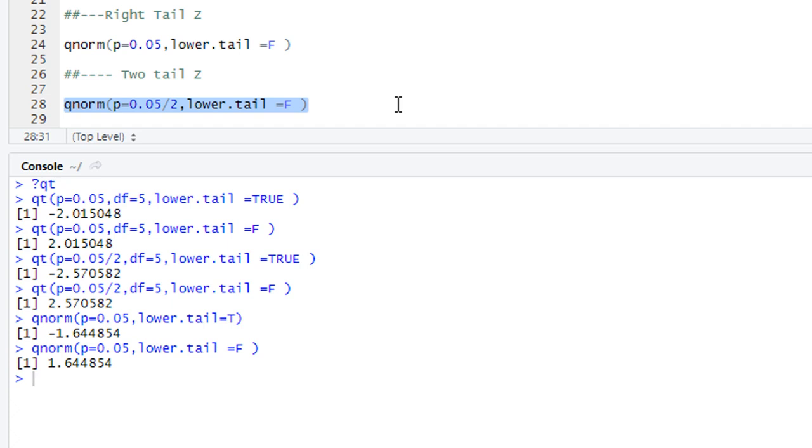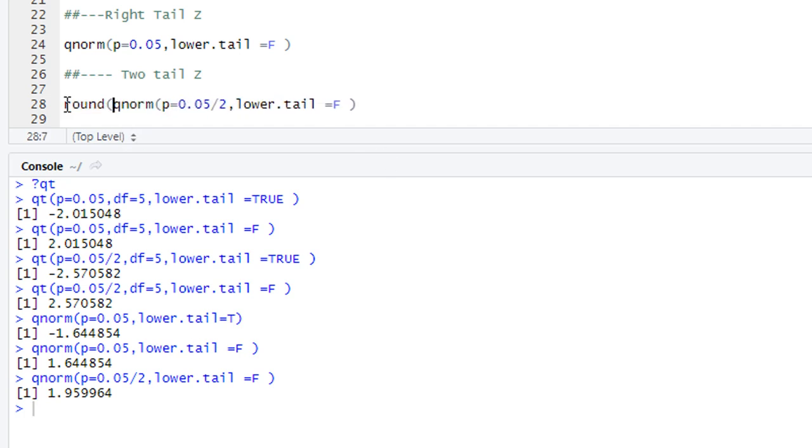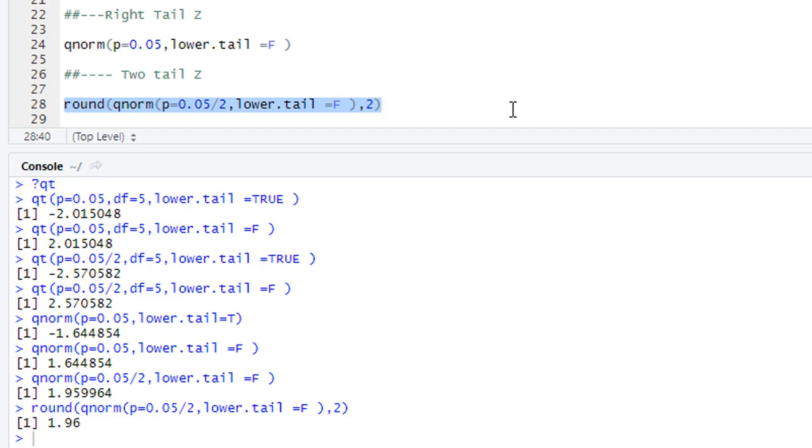For calculating for the two tail hypothesis, we just have to divide our level of significance by 2. If you want to get only 2 digits of your critical value, then you just place the round function, round your value up to 2. So I am running this command and you are getting 1.96.